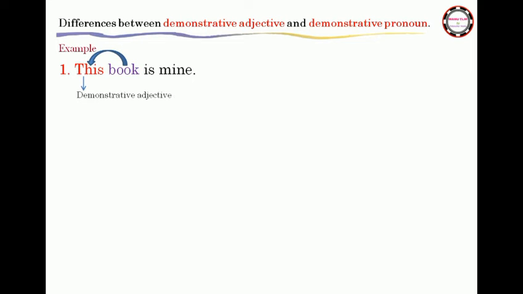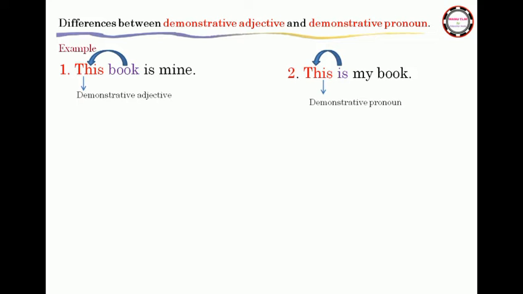Observe the difference between demonstrative adjective and demonstrative pronoun. Observe the given examples carefully. This book is mine. This here is a demonstrative adjective. In the second sentence, this is my book. This represents the demonstrative pronoun.